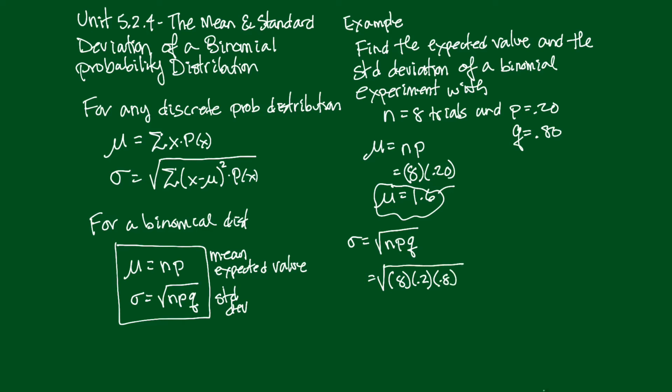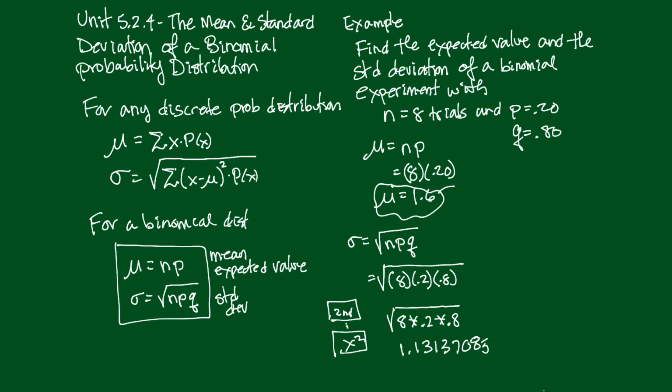Now, I'm going to do this on the calculator. I'm going to press second, and then hit the x squared key, which gives me a square root. Then I type in the 8, times, 0.2 times 0.8, and as you do that, the square root follows it over, and then I press enter, and this comes out to be 1.131370085 on my calculator.